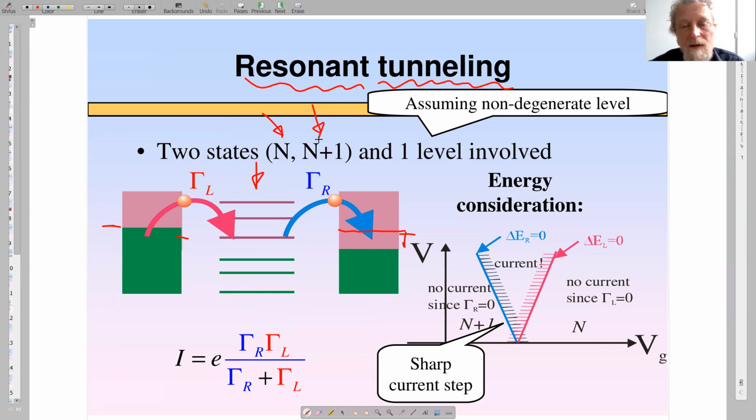Fine. How do we see this in a plane of gate voltage and bias voltage? Suppose bias voltage is 0, then basically we don't have any current unless the position of the level, which is affected by gate voltage, precisely coincides with the Fermi level. Here it is.